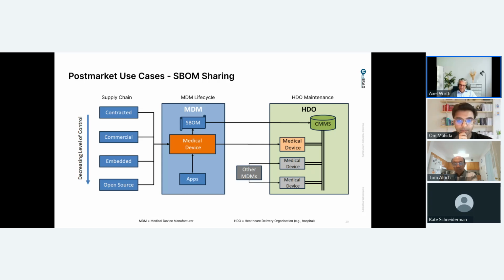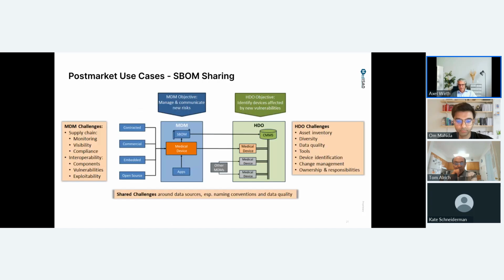But obviously for the HDO, things are much more complicated because you are not their only supplier, right? They have many other medical devices they buy from many other medical device manufacturers. So the volume of SBOMs they collect and need to analyze increases rapidly and is significant, and that is one of the challenges.